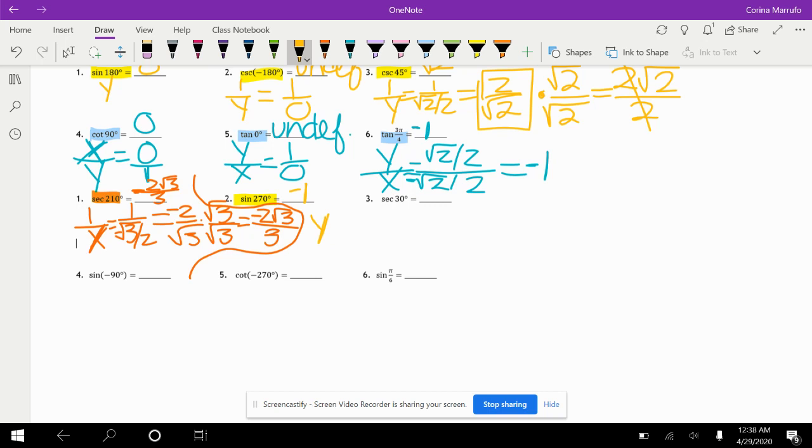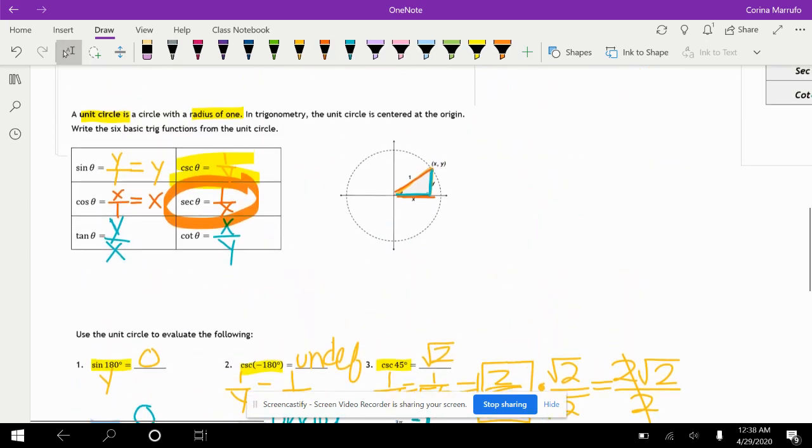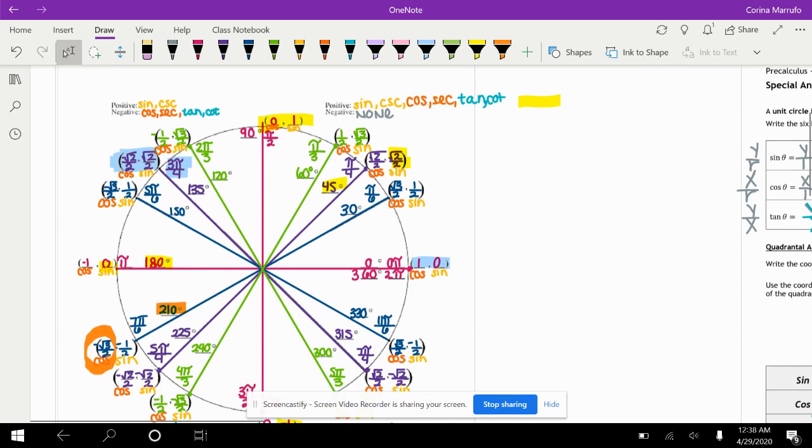So let's look at the next one, secant of 30 degrees. Now, secant is the opposite of cosine. So cosine is your x value. So that means that secant is going to be 1 over x. Okay, so we're going to go ahead and check out 30 degrees. So here is 30 degrees, and our cosine is the square root of 3 over 2.